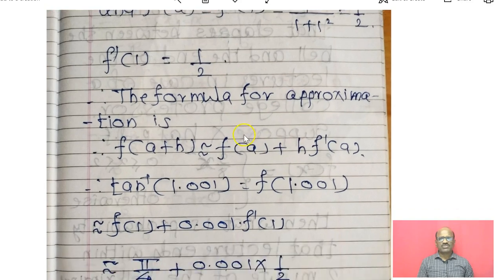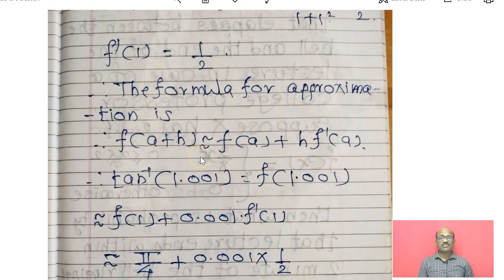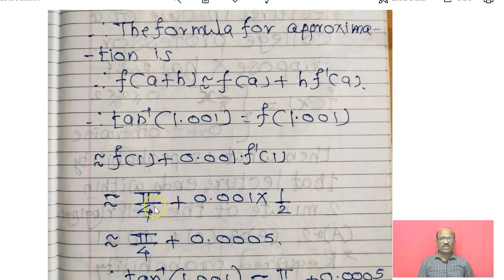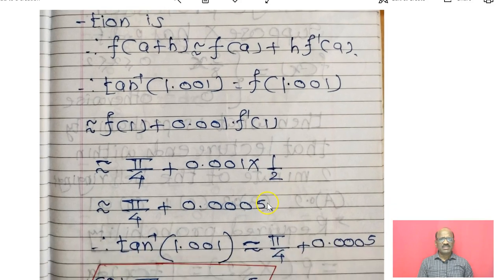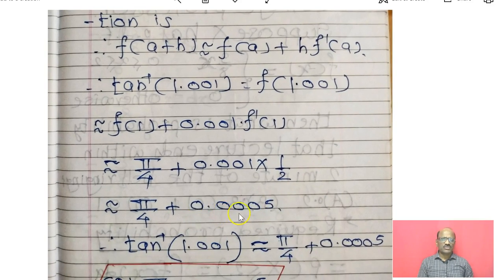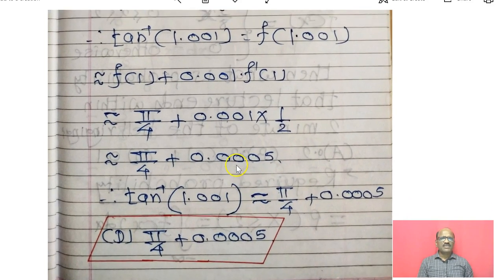The formula for the approximation is f of a plus h approximately equals f of a plus h into f dash of a. That is, tan inverse of 1.001 equals f of 1.001, that is f of 1 plus 0.001 into f dash of 1. That is f of 1, which is pi by 4, plus 0.001 into 1 upon 2, and that is nothing but pi by 4 plus 0.0005, and hence option D is correct.